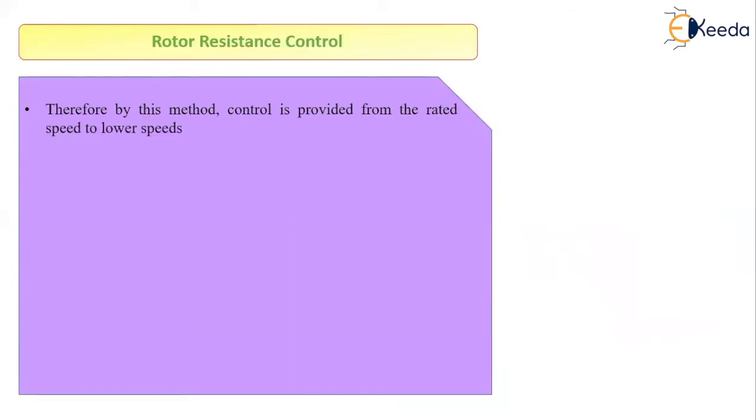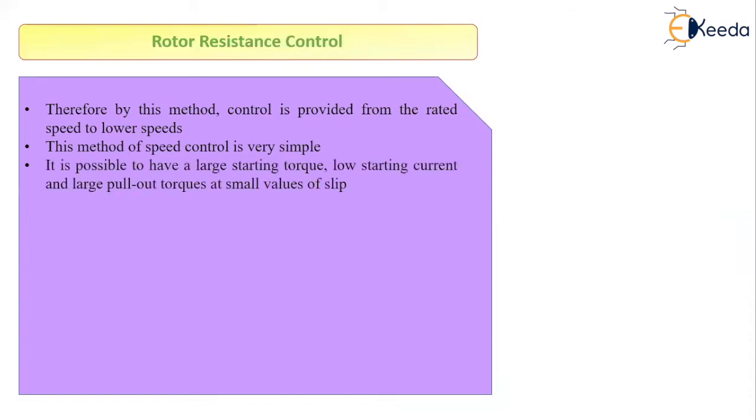So we can say that by controlling the rotor resistance, we can control the speed of the induction motor. But the speed can only be controlled below the rated speed. So in this method, the speed control can be obtained from the rated speed to the speed which is below the rated speed. Also, this method is very simple because the construction of the slip ring induction motor provides the arrangement for the connection of the external resistances. Also, it is possible to have a large starting torque, whereas the low starting current as well as the large pull-out torque at the value of very small slips. Obviously, as the resistances are connected, the starting current will be low.